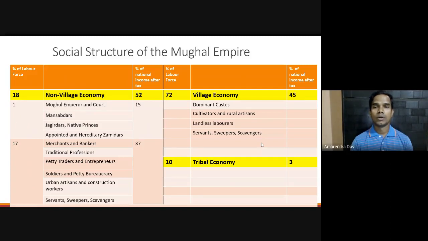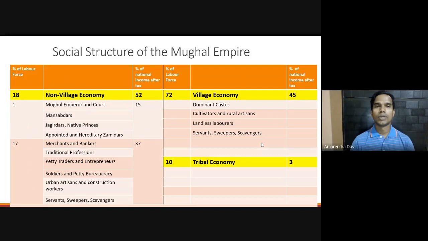The rural economy, or the village economy, contributed 72% of the labor force. If you look at the contribution to national income, the village economy contributed 45%. On the other hand, the urban economy contributed 18% of the labor force, and the urban economy contributed 52% to the national income of India. So in the urban areas, basically, who were contributing?